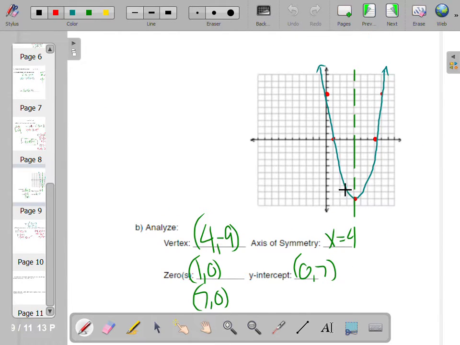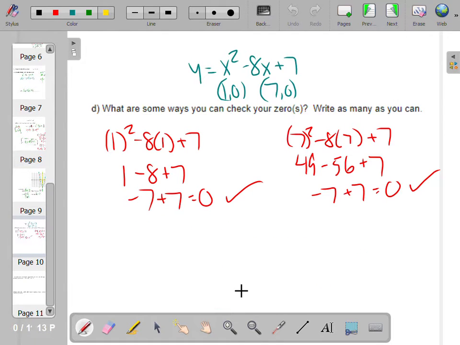You should also be able to look at your graph and tell me, hey, these guys are symmetrical about what I think the axis of symmetry is. So they're 1, 2, 3 away on both sides. That's a good sign. These are all things you should be looking for when you're checking your answers. But algebraically, probably the way that makes the most sense is to just plug them in and make sure you get 0.